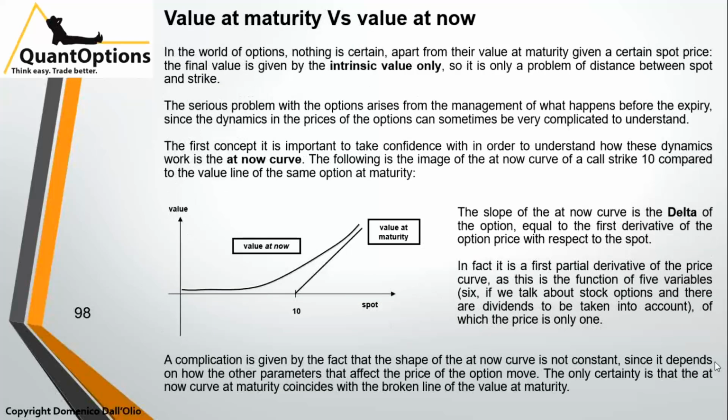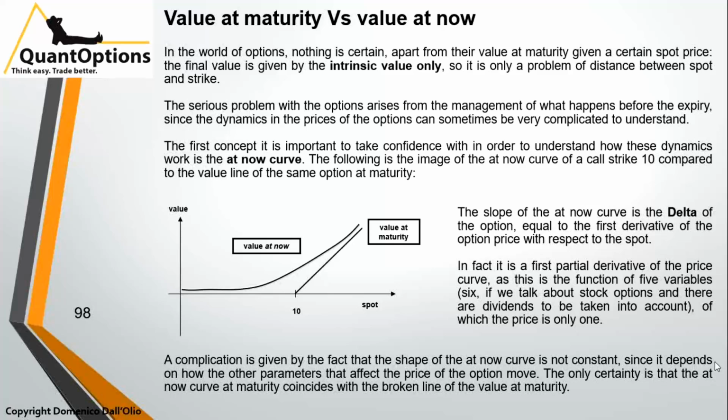In the world of options, nothing is certain apart from their value at maturity given a certain spot price. If you purchase a call 20 and at maturity the spot price is 30, the value of the option will be for sure 10 euros. You cannot make mistakes about it. The final value is given by the intrinsic value only, so it is only a problem of distance between spot and strike. The serious problem with the options arises from the management of what happens before the expiry, since the dynamics in the prices of options can sometimes be very complicated to understand.